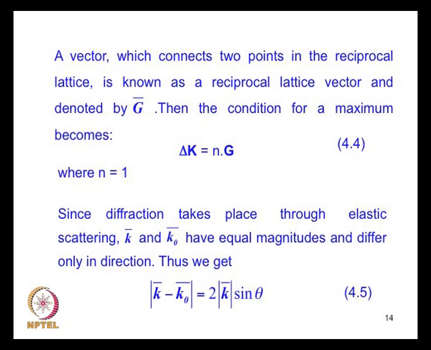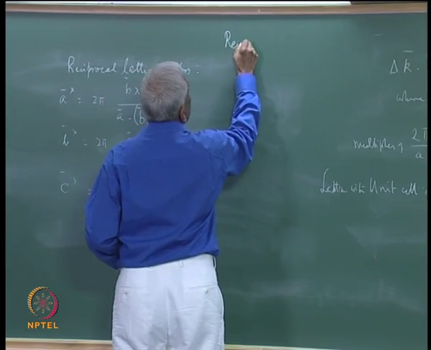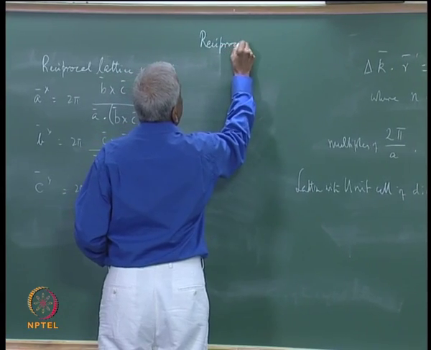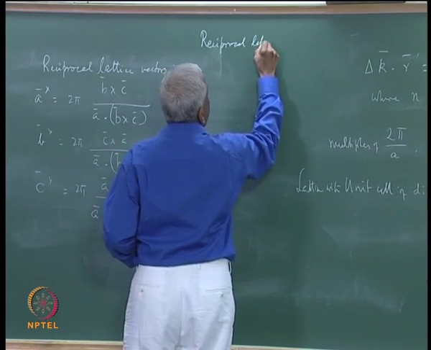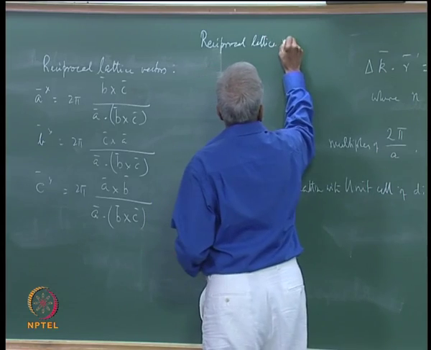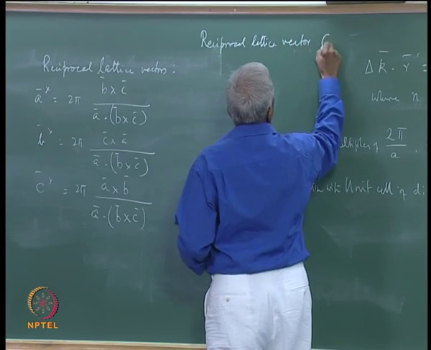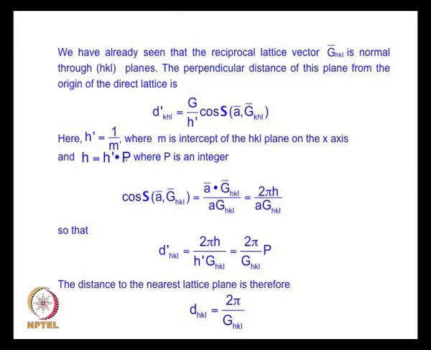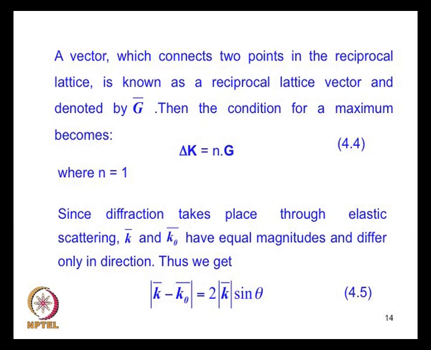So, we define the reciprocal lattice vectors in this way, and a vector which connects 2 points in the reciprocal lattice is known as a reciprocal lattice vector. A reciprocal lattice vector is usually denoted by the symbol G. So, the condition for maximum then becomes delta k equals n times G.